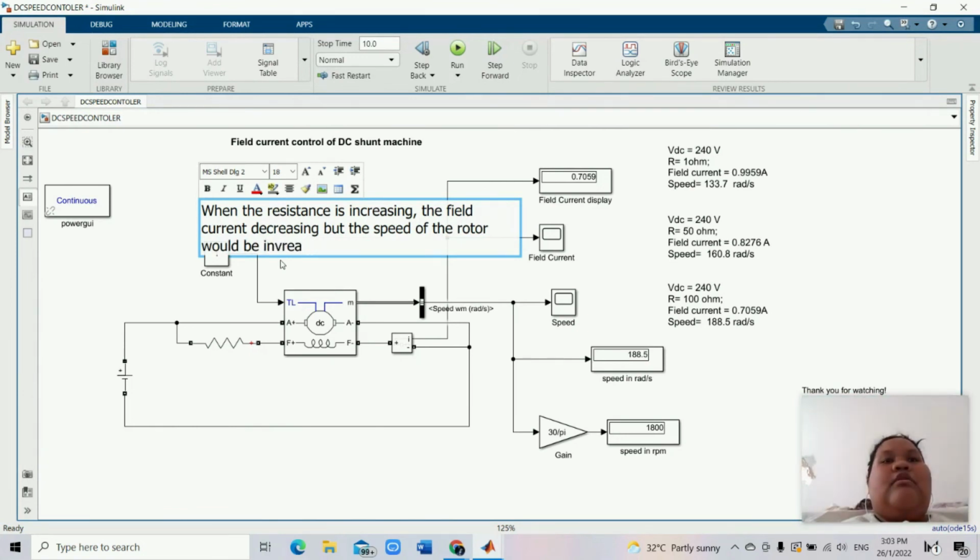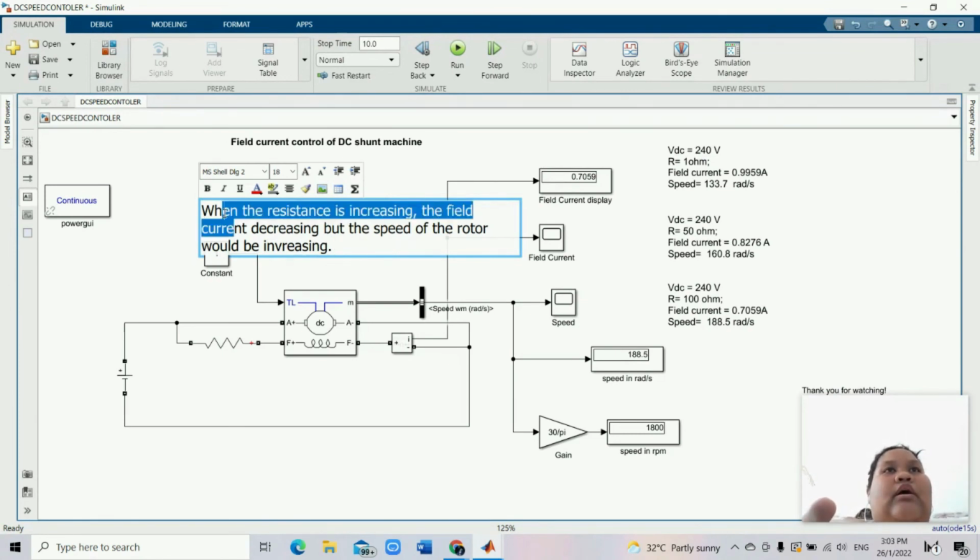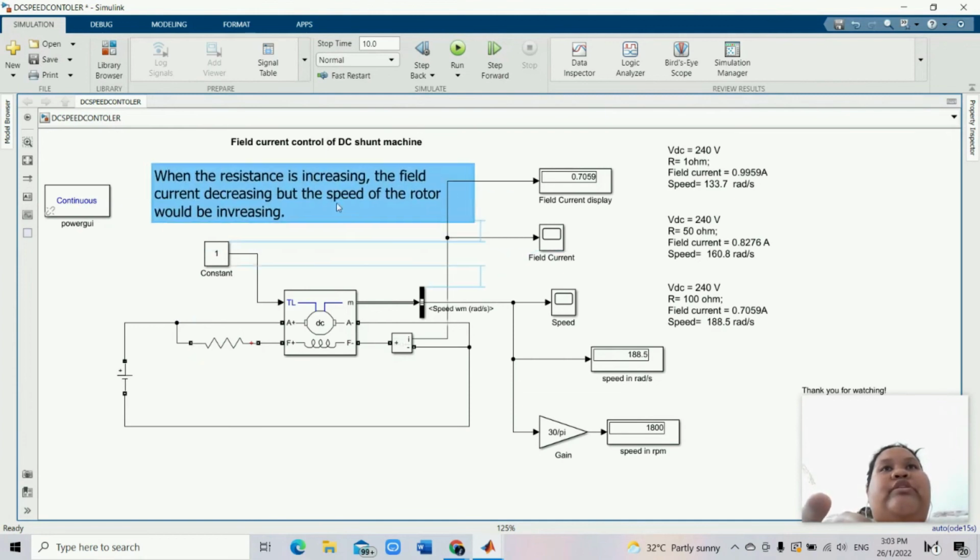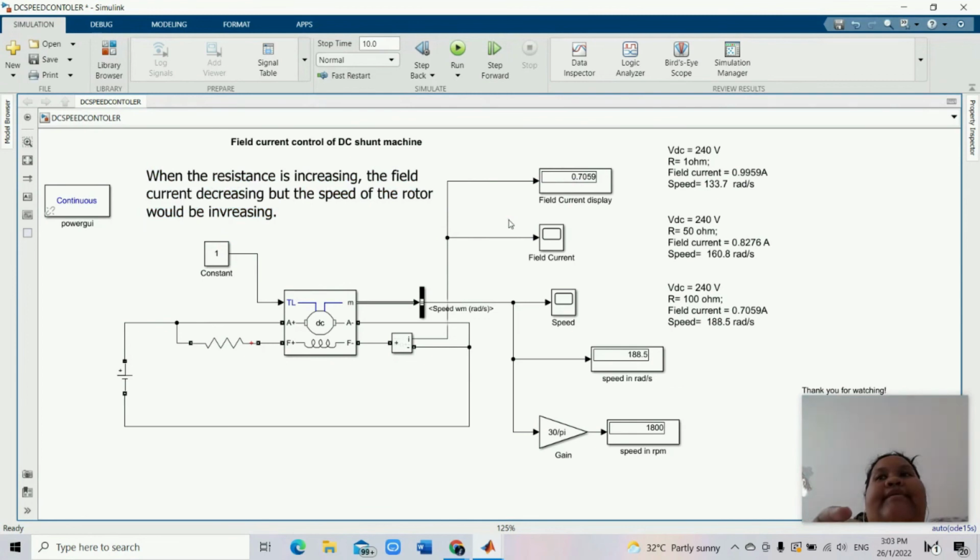So from this simulation, we can see the basic working principle of this DC shunt machine in controlling the speed of its load. The relation between the DC shunt motor and the lift has been explained by my friend Siti before in the introduction. So this is for the simulation, and thank you for watching.